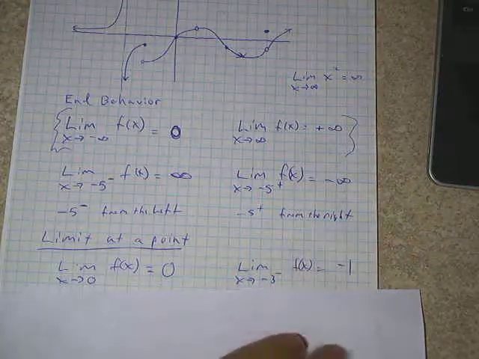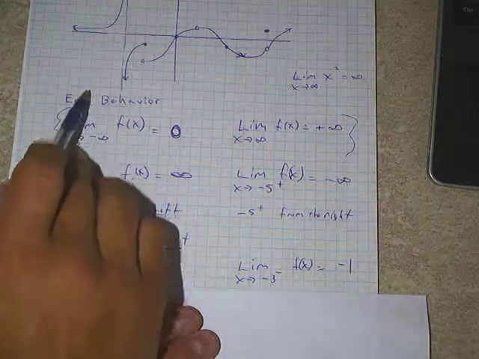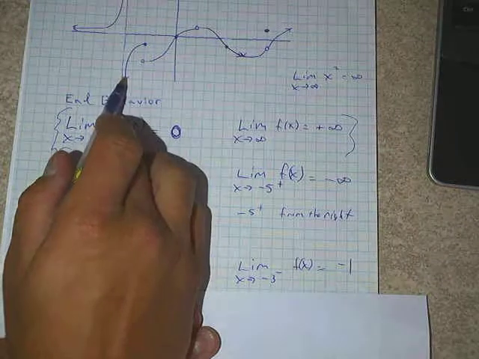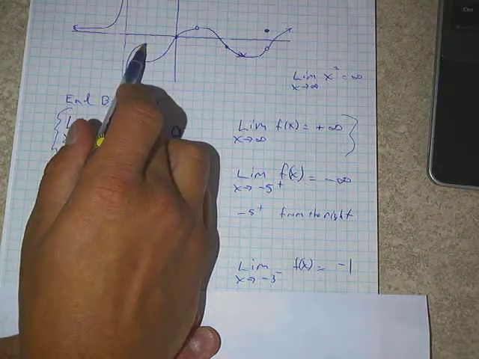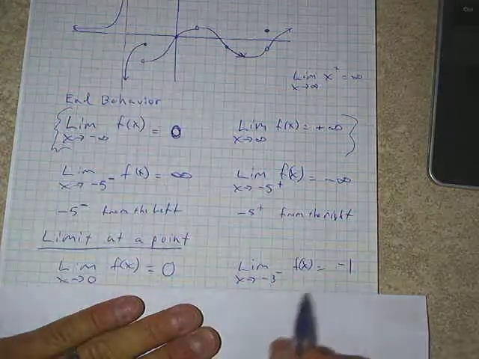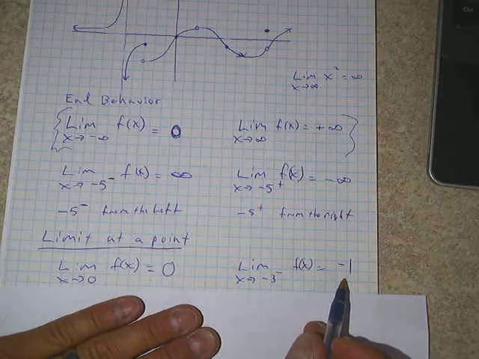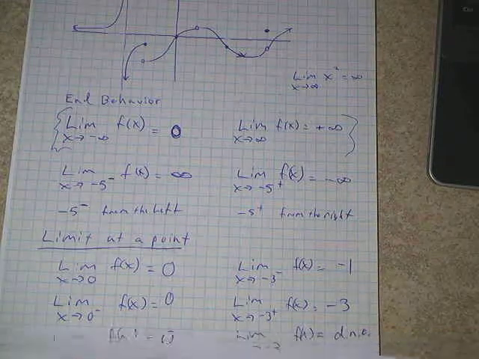Yes. However, when we look at -3, for instance, from the left, in my notation, if I go from the left, what are the y values getting close to here? They're getting close to the y value of -1. So I can answer that question. That question's answer is -1 because the y values from the left are getting closer to -1.